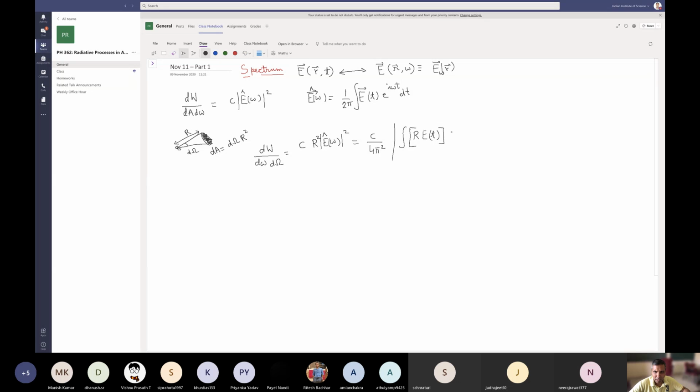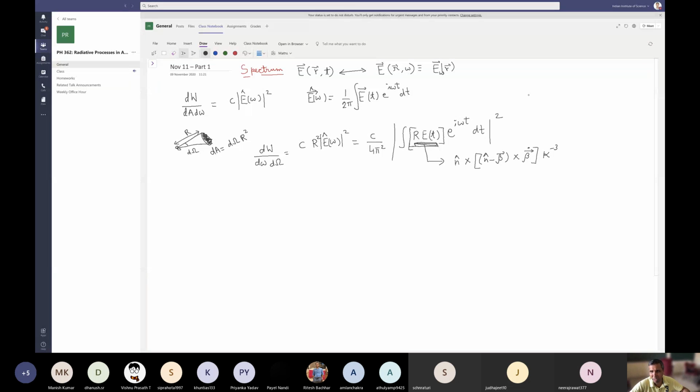Right, so this times e to the i omega t dt, right? What I've done is just taken this R inside, and I'm going to use the expression for E(t) from our radiation expression that we had previously. If you recall, this is actually given by n hat cross (n hat minus beta) cross beta dot, times kappa to the minus 3.